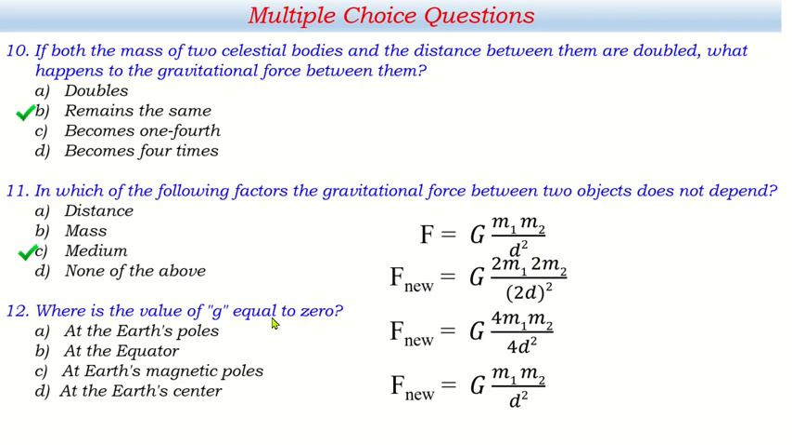Where is the value of g equal to 0? At the Earth's pole? No. At the equator? No. At Earth's magnetic pole? It is near to the Earth's pole. That's why this is also incorrect. At the center of the earth? At the earth center, yes, this is the correct option.